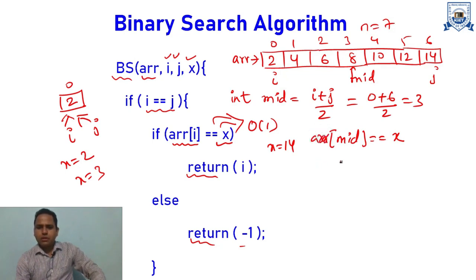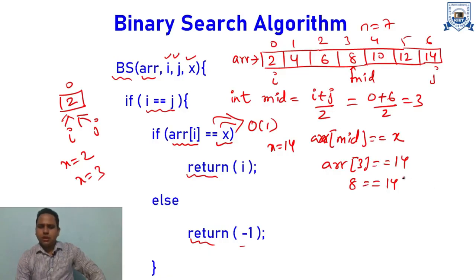So what is ARR of mid? What is the mid value? That is 3. And the X value is 14. So simply check, it is 8. Whether 8 is equal to 14? No, that means our element lies on the right half of the array.